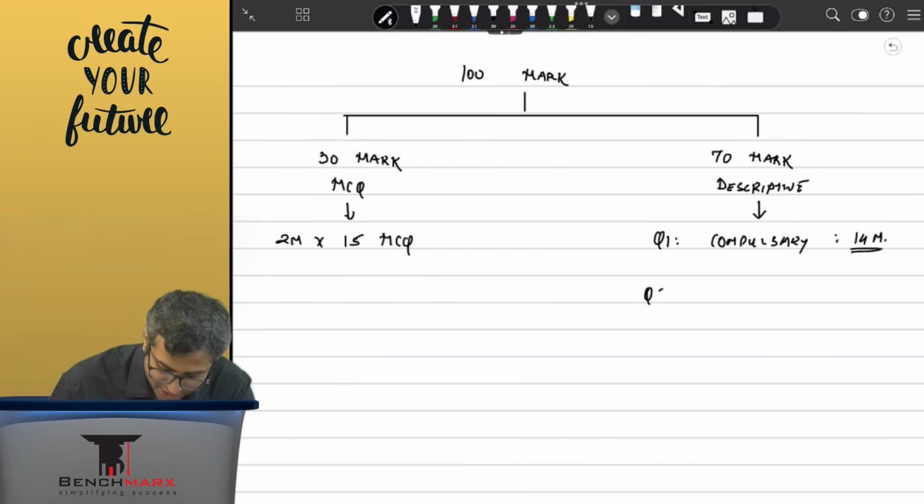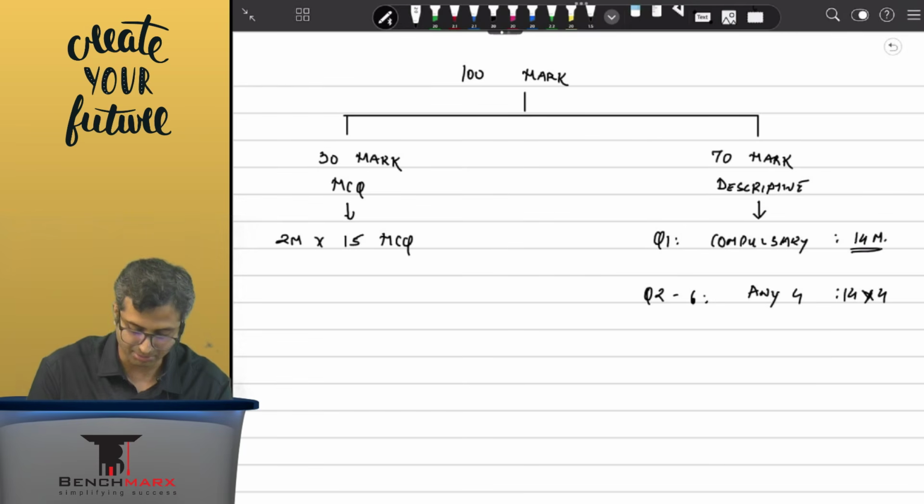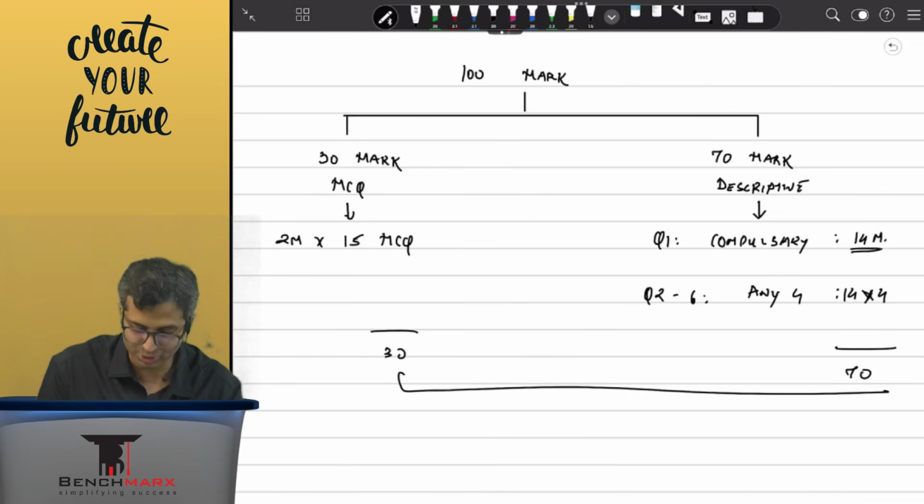Then from question 2 to question number 6, you will have a choice to solve. So these are 5 questions. You will have a choice to solve any 4. So this is 14 into 4, that is 56 marks over here. 14 marks at the top, so 70 marks, and 30 marks on the MCQs. So you would have scored the full 100.